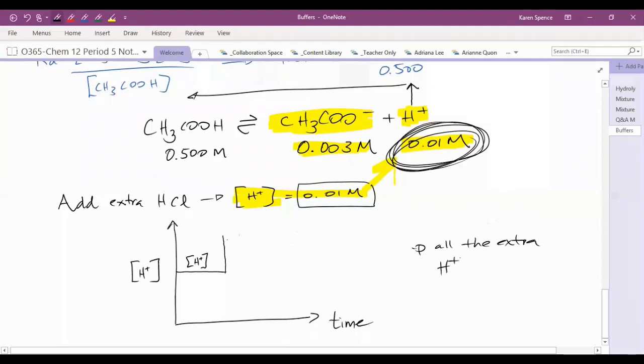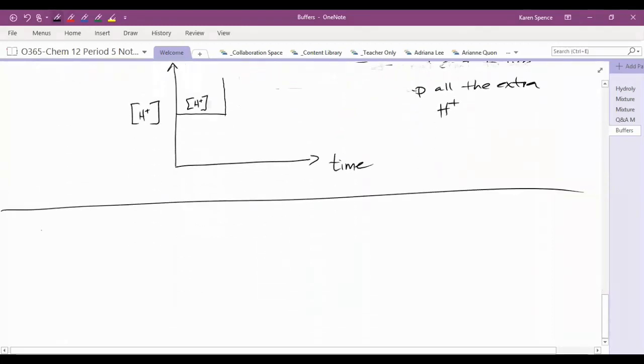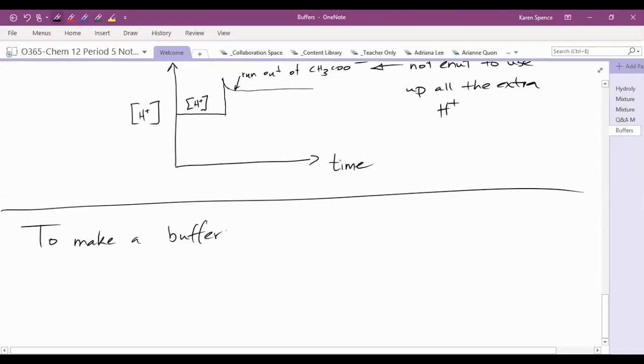Okay, and the moral of this story, you're not going to have to do calculations like this. I just did this to prove the moral of the story: you cannot make a buffer just by adding a weak acid to the solution. What you would actually have to do to make a buffer is add individually the weak acid.